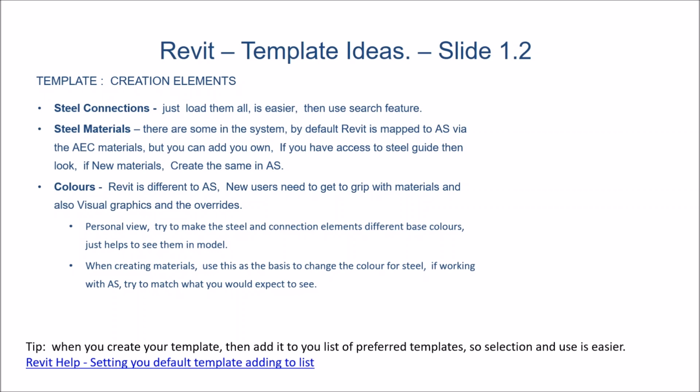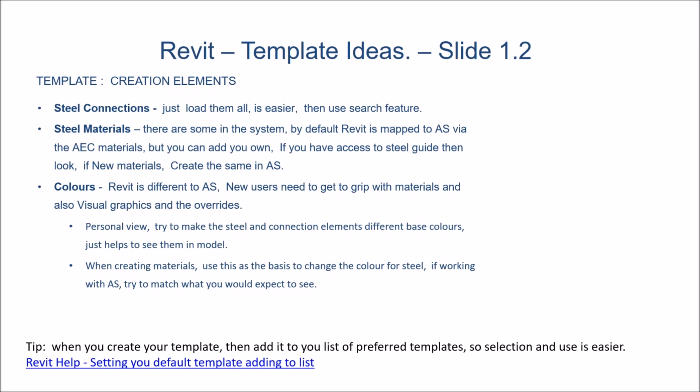Colors, we use colors and layers quite a bit in Advanced Steel, not quite the same inside Revit. I did actually use the colors inside the materials and also some of the visual graphics and overrides to do with connections to make it easier for me to tell the difference between various material types and actually highlight the connection elements. I found it a little bit difficult to see what was a connection element when I first did it because they all looked exactly the same. You'll notice in some of the videos that I've done, the connections tend to come in a magenta color. I'm not saying you need to do that. I'm just saying I did that as my personal view just to make it easier for me to see what was going on as I was slightly unfamiliar with the platform.